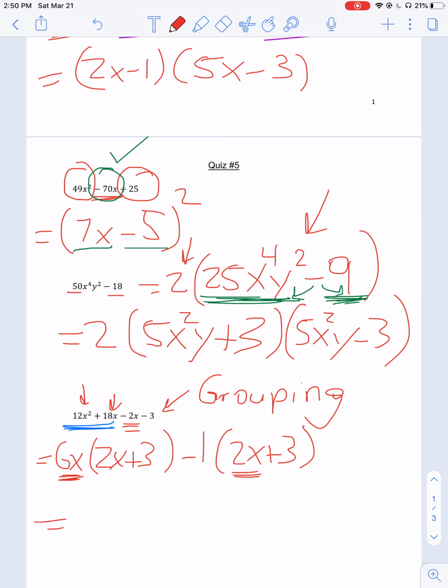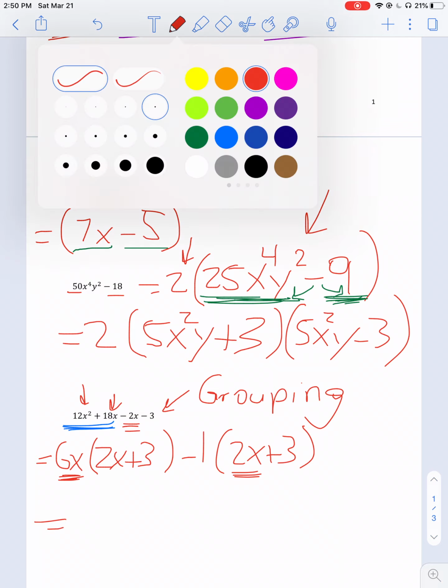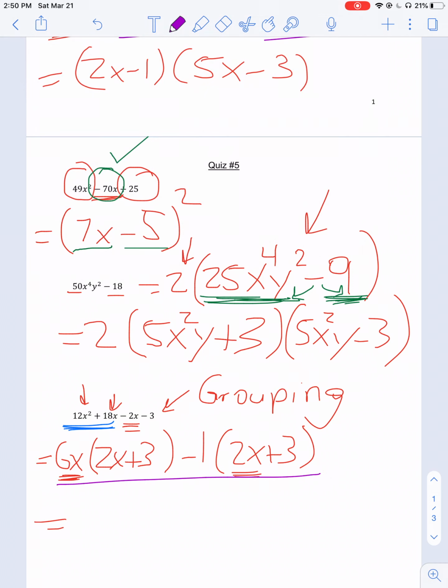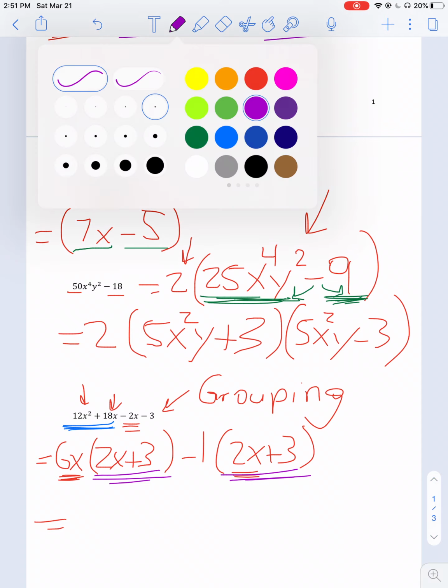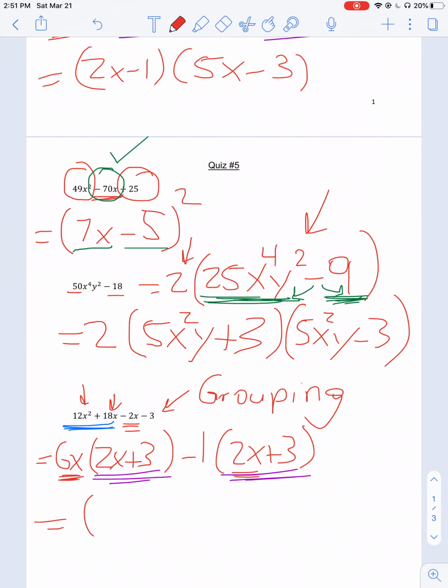And now the final step is to look at the whole thing again and see what you see in common in here. What is repeating itself? What is it that I can factor? And it turns out to be 2x plus 3. So if I factor out 2x plus 3, then I am left with 6x and minus 1.